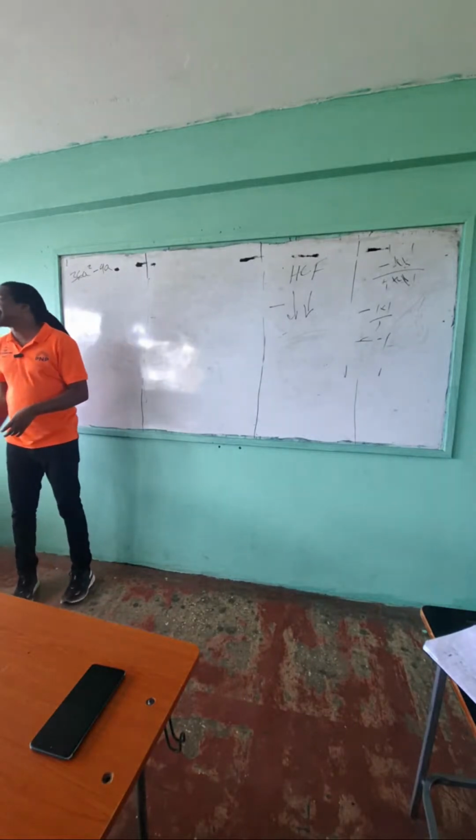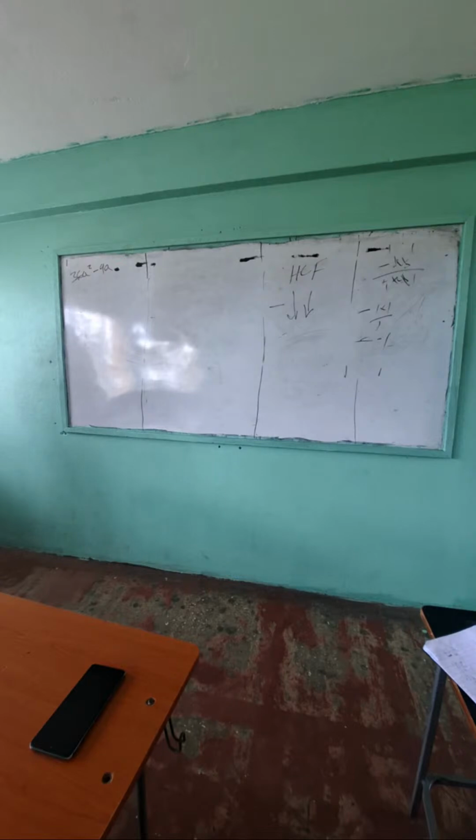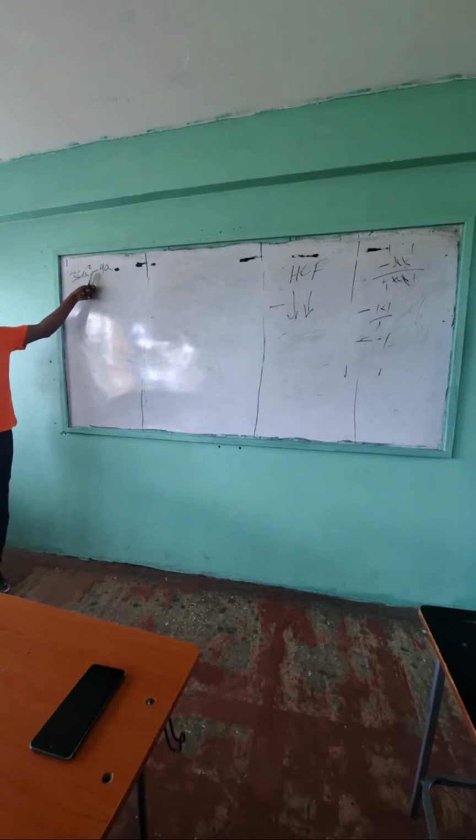What did I say about factor? Tell me what I said about factor. What did I say about factor? It must be equal to or lower than the lowest number. So you get 36. 36 is going to 9.